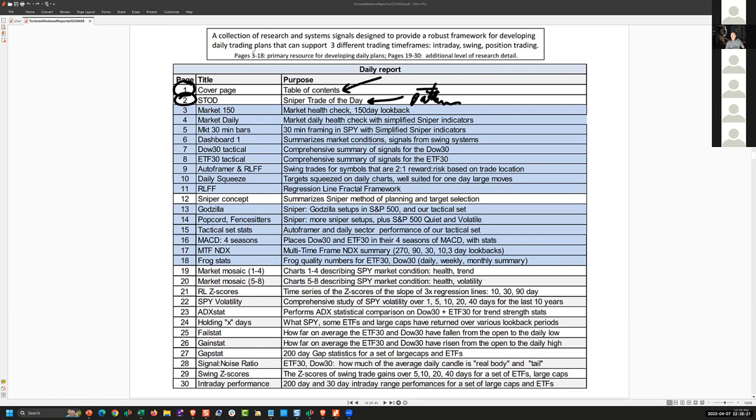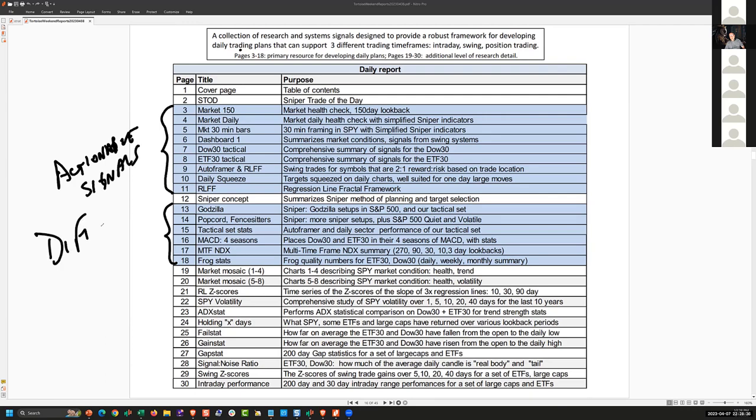And then these pages that are in blue are the ones that are actionable signals. Actionable signals for different systems. You don't have to understand all of them. You should understand the ones that you want to trade and go to those.